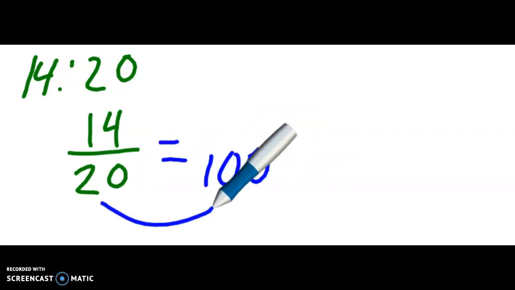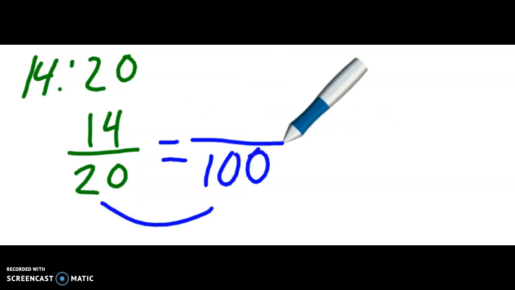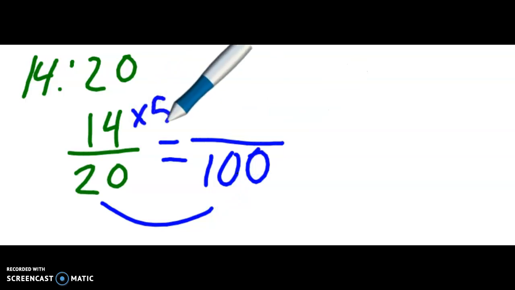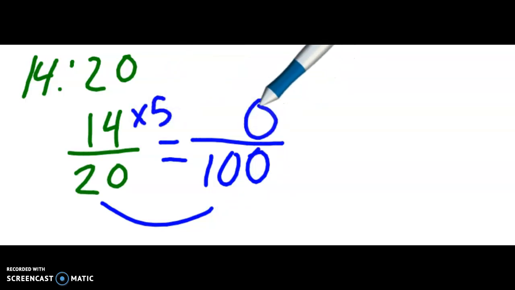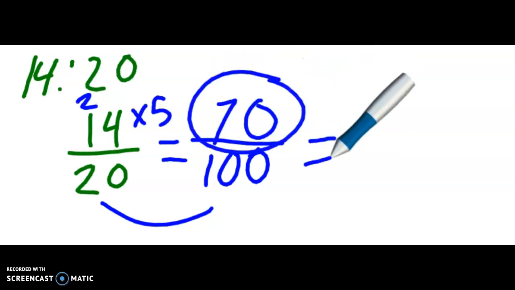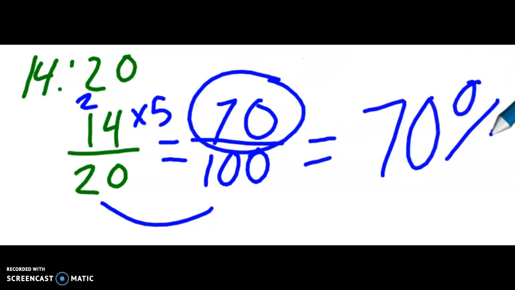How do we get from 20 to 100? Well, we multiply by 5, and then that means we have to do the same thing to the top number. 5 times 4 is going to give me 20. Carry the 2. 5 times 1 is 5, plus 2 is 7. So we make it back into a percentage, which goes 70%.